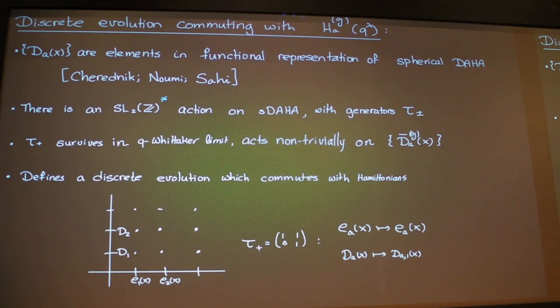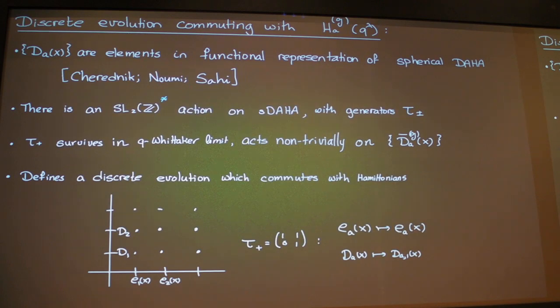So my claim is that before I take the limit, the McDonald operators are elements in the functional representations of the spherical DAHA, or the Koornwinder operator. And so there is an almost SL2 action acting on the spherical DAHA. I'm going to call the generators T plus and T minus. So upper triangular, lower triangular, just used to generate SL2s. And one of those two actions survives in the Q-Whittaker limit.